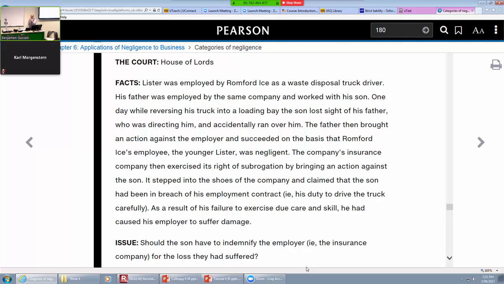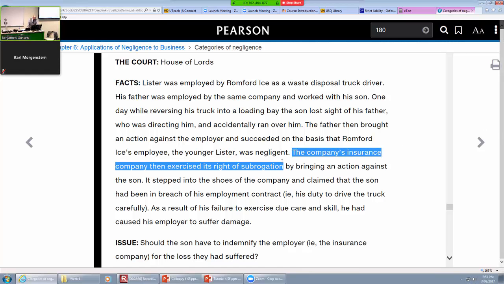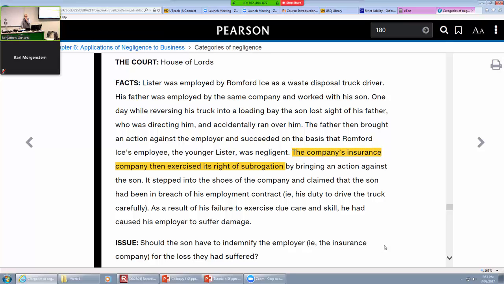The company's insurance, and that's what I'm after, the company's insurance company then exercised its right of subrogation by bringing an action against the son. So what is happening here? Follow the money. The father wants money from his son. His son doesn't have money. So the father is going to sue the employer. The employer is going to pay him. Most likely the employer is what? You're going to fire the son? Yeah, but the employer, we're looking at the money now. The employer is what? Most likely going to be fighting that charge? No. The employer is going to be fighting the son.